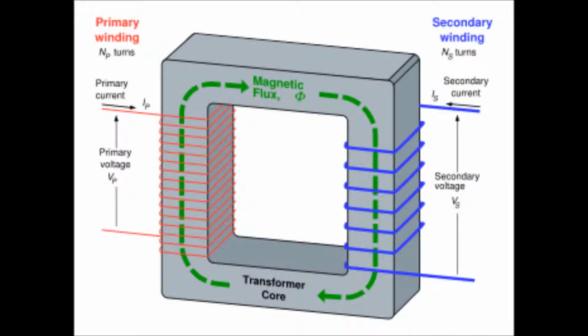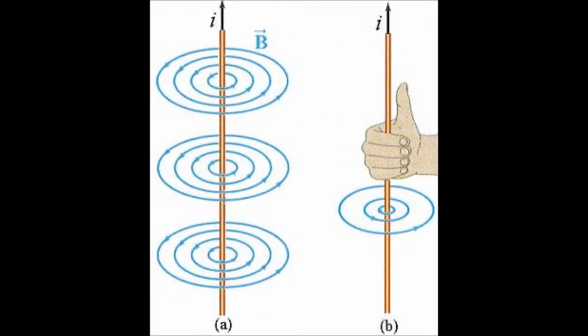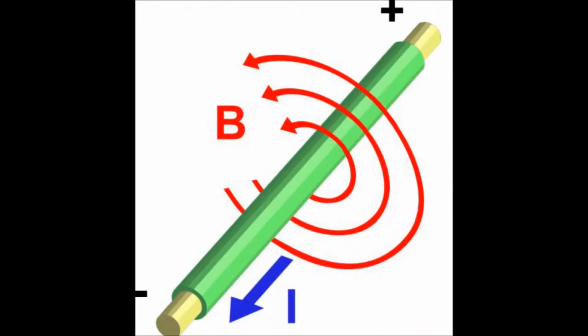However, we will first consider the magnetic field created by a direct current. A direct current is the one which doesn't change with time. It's constant.